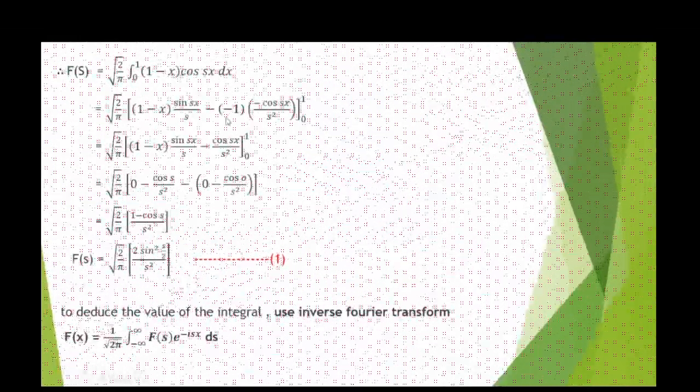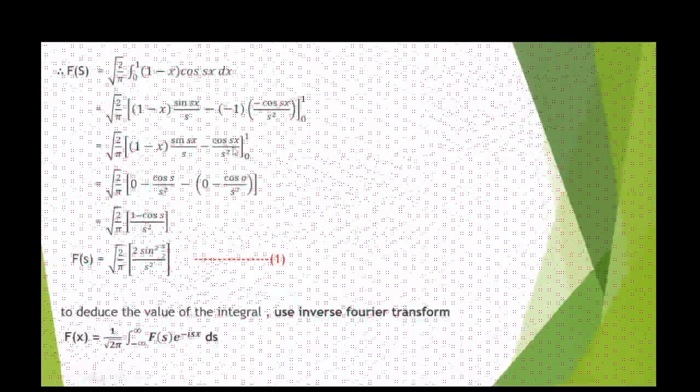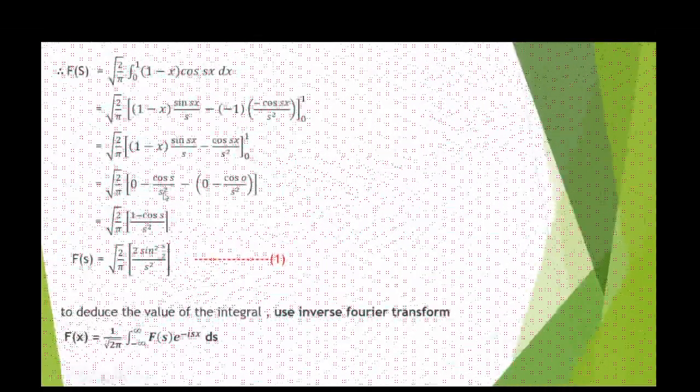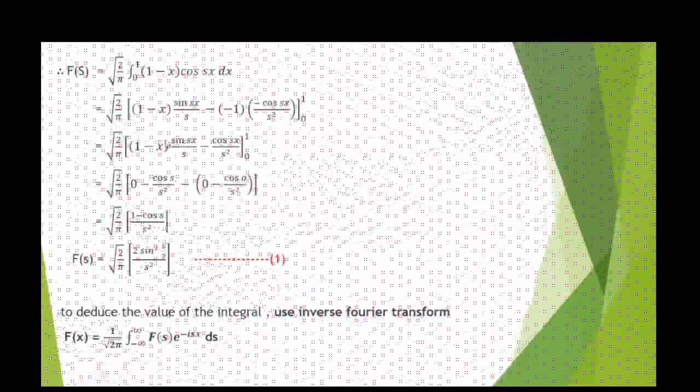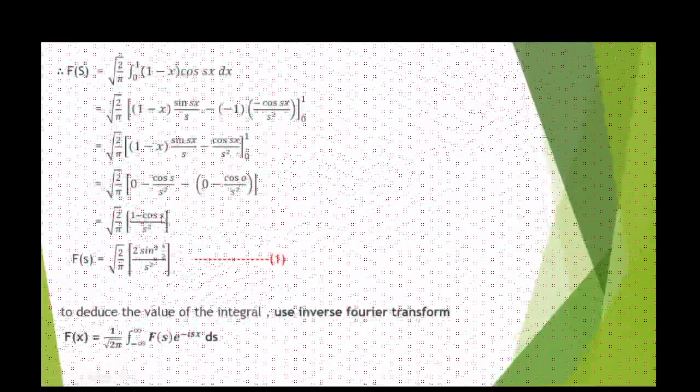So we have to simplify this step. (1 minus x) into sin sx by s, minus into minus is plus, plus into minus cos sx divided by s square, limit from 0 to 1. And x is replaced by the upper limit 1, so your first term 1 minus 1 will be 0, and the second term is minus cos s divided by s square, minus the lower limit. The lower limit is 0, so sin 0 is 0, 0 into this thing is 0. And the second term is minus cos 0 divided by s square. Cos 0 is 1, minus into minus is plus. So 1 minus cos s divided by s square.